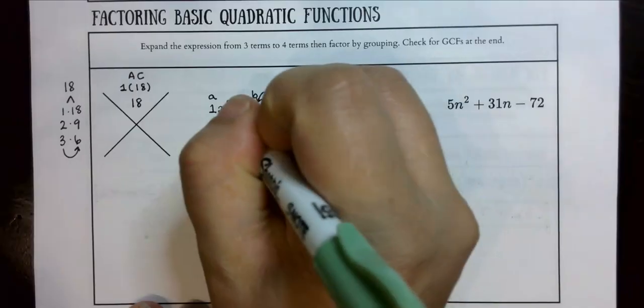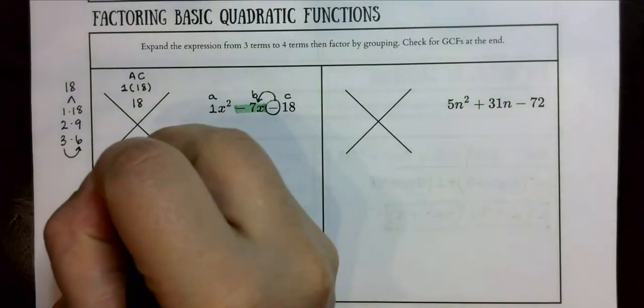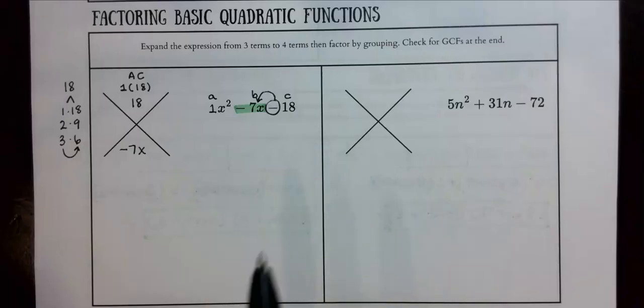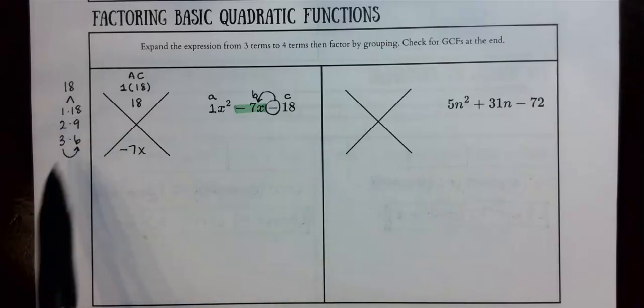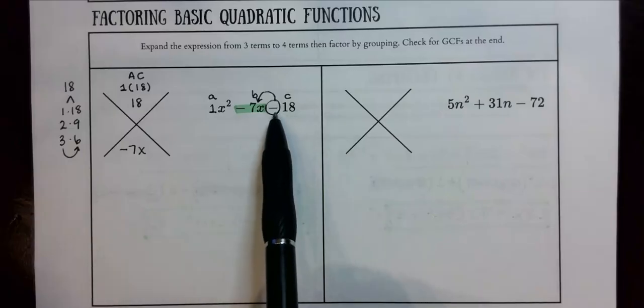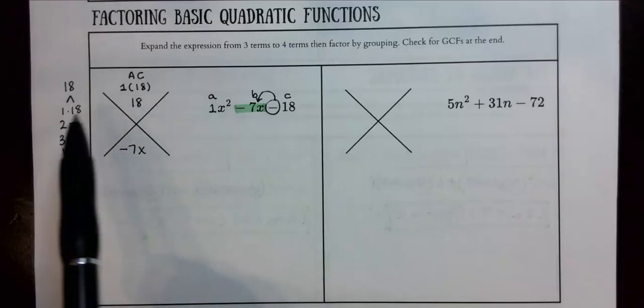This negative 7x, we're going to write it at the bottom right here. And I'm going to remind you what we're looking for. We're looking for 2 numbers that when you multiply them give you 18. We listed them right here. But we also need those 2 numbers that when you subtract them give you 7. I know that's a negative 7, but right now I'm not worried about the negative. I just want to find 2 numbers that subtract to give us 7.